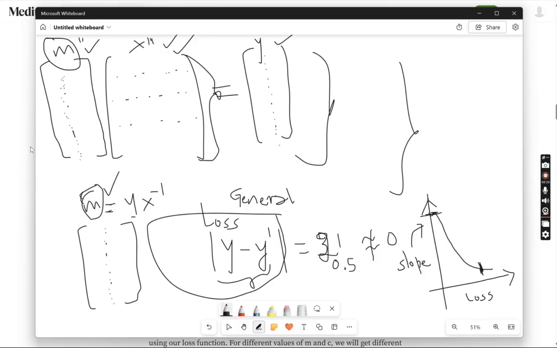Now the challenge is, how do you know how much to adjust this m to decrease this loss? That is the real challenge. That is why the optimization algorithm comes in. So how much to adjust to bring down this loss? If you adjust a little too much, this loss will go up. And if you adjust a little bit less, this loss will come down.